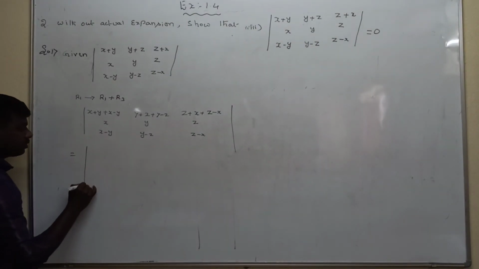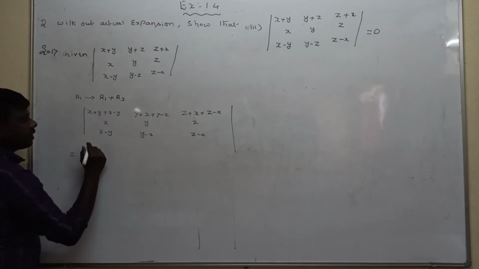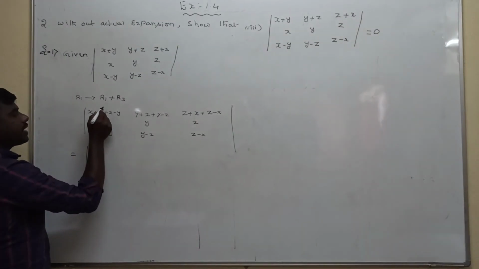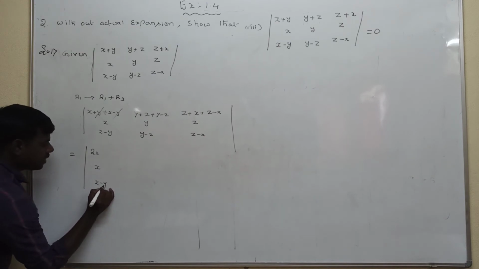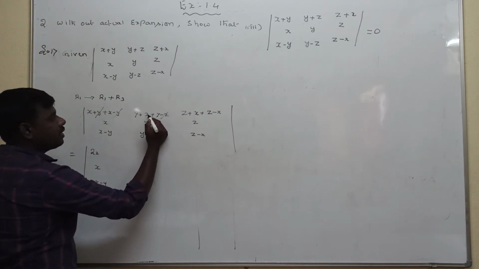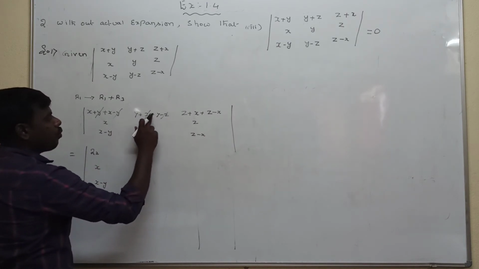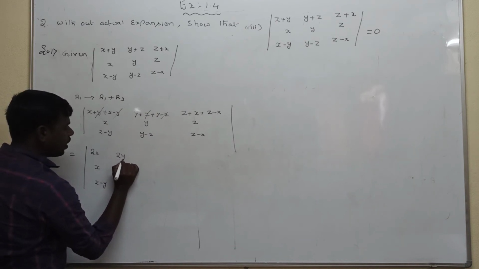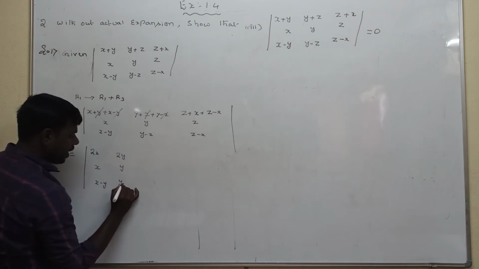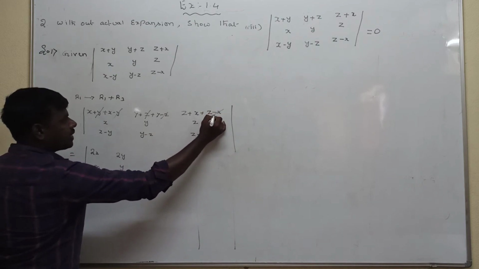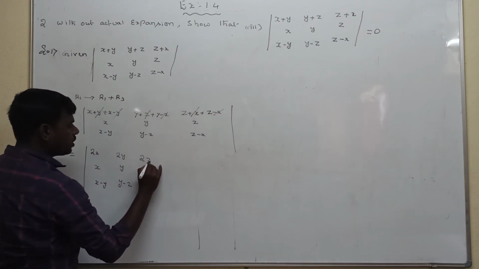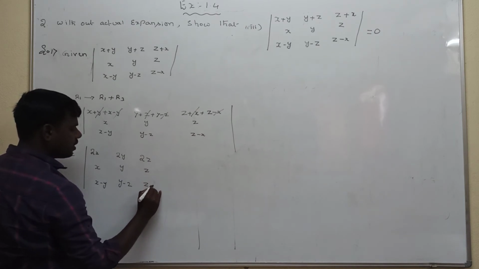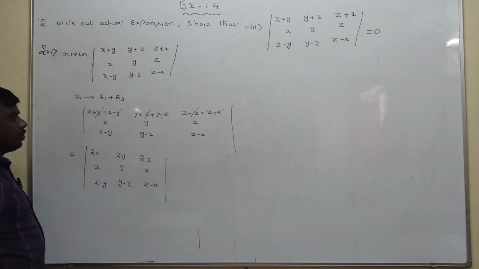Simplify these. x plus x, that value is 2x. Plus y minus y gets cancelled, so x minus y remains. Next, minus z plus z gets cancelled. y plus y, the value is 2y. Y minus z. Minus x plus x gets cancelled. z plus z, the value is 2z. Z minus x. Observe here, students.